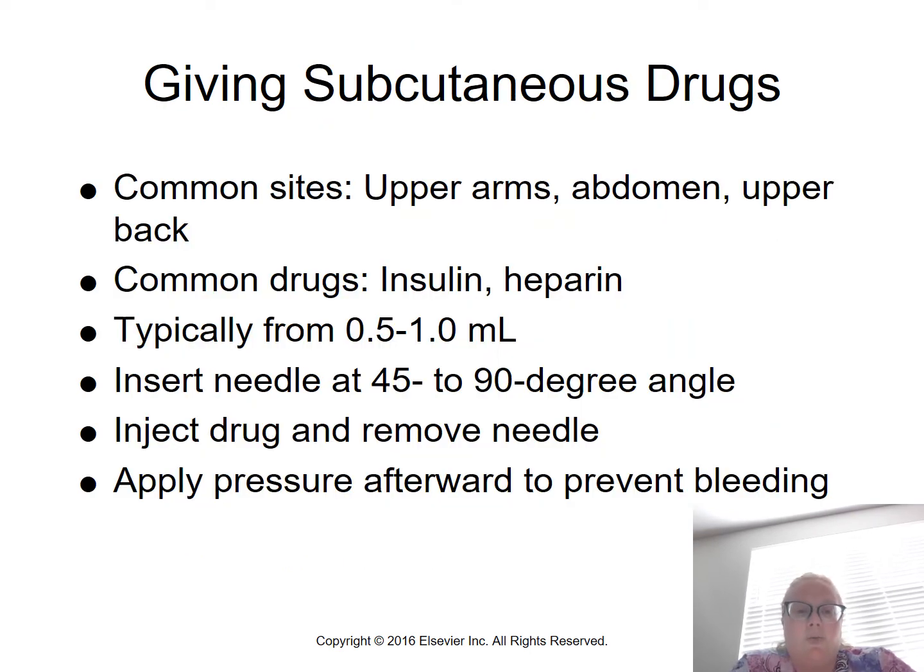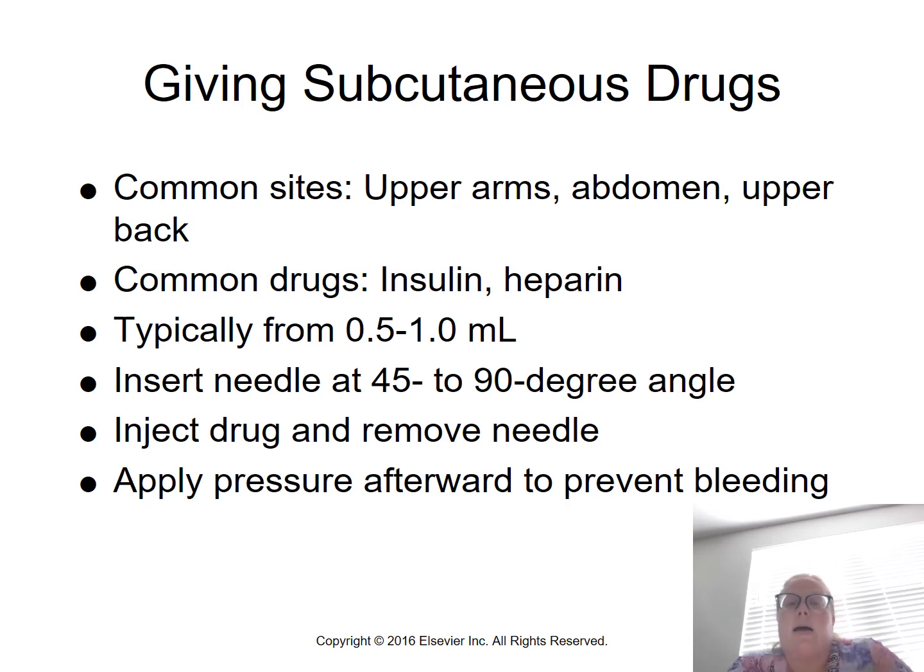Okay, subcutaneous medications. If a medication is given by sub-Q route, it's injected into tissues between the skin and the muscle. Common sites of subcutaneous drug administration are the upper arm, the abdomen, and the upper back. Subcutaneous drugs are absorbed more slowly than intramuscular drugs. Common drugs that we see administered via subcutaneous route are insulin and heparin. Those are two you will most likely as a nurse give a lot.